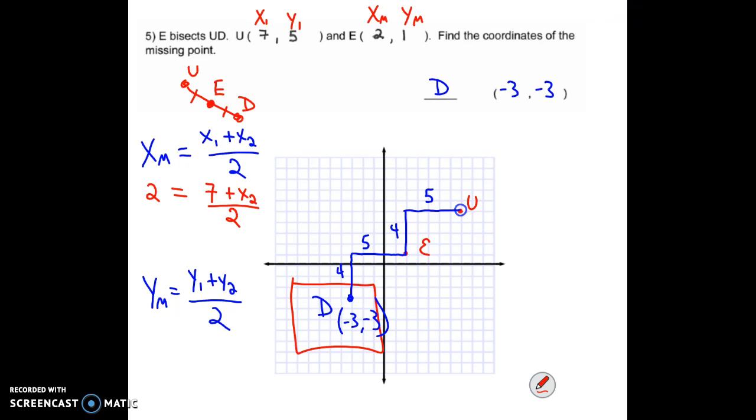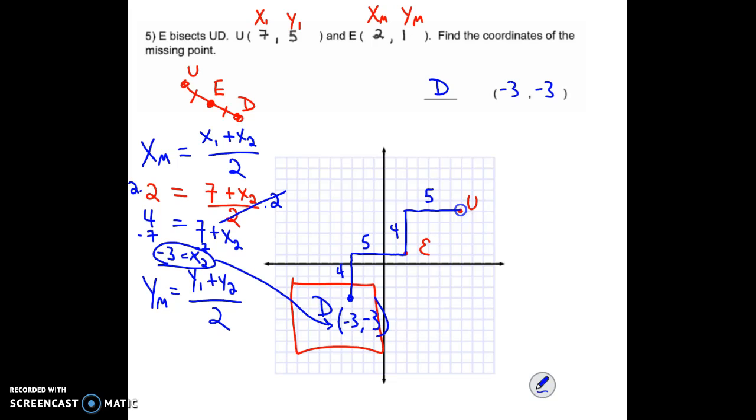And so I'm trying to solve for this x2, right? What am I going to have to do? Well, let's do it. In order to get x all by itself, let's times both sides by 2. 2 times 2 is 4 equals this, and that makes this go away. So I've got 7 plus x2. Now I need to subtract 7 from both sides. And yes, you're right, x2 equals negative 3. And that's what agrees with that negative 3 here.